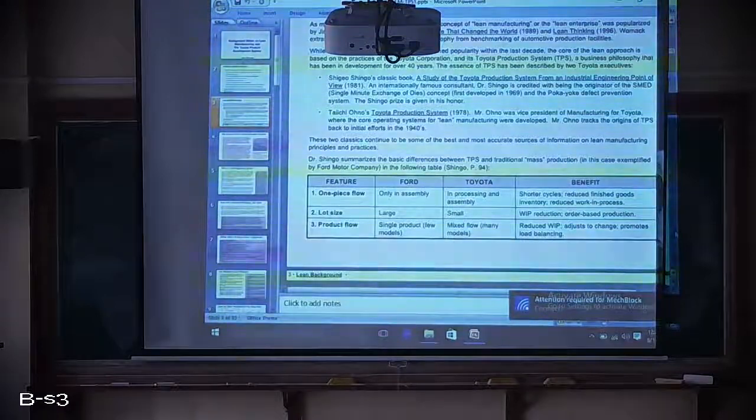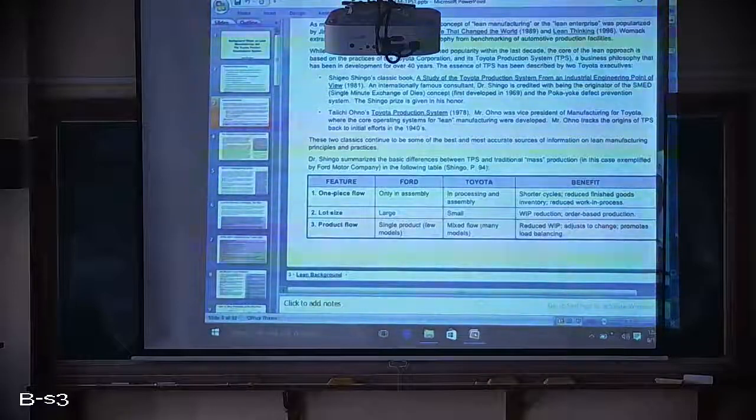And the mixed flow, that is in the case of Toyota, many models are manufactured in a lean initiative like TPS. The advantage is reduced WIP, and they can change frequently. If they want to change a model, they can change anytime. And it promotes load balancing, of course, nothing like overloading. So leveling, load balancing, everything is possible in the case of lean manufacturing.